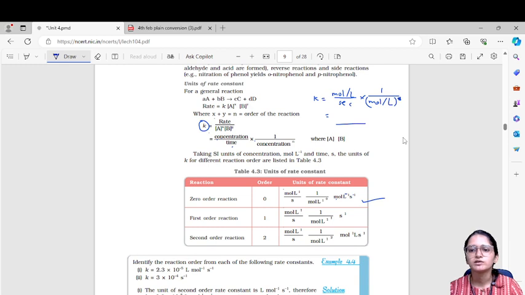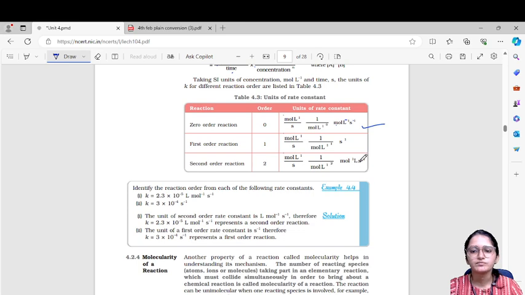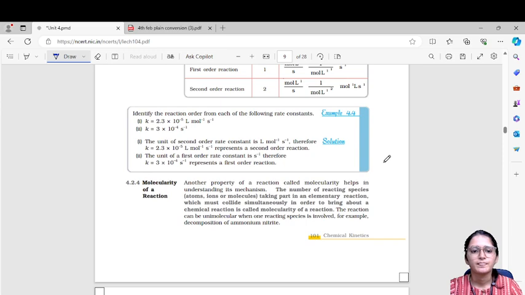Okay, 1 means what? We will get mole per liter, mole per liter. So this and this will get cancelled, so we will get second inverse for first order. And for second order, here you have to write 2. Okay, so this is square, so 1 will get cancelled with this and the other will remain. So we can write this as liter per mole per second. So that's why the second order unit is per mole liter per second or liter per mole per second.